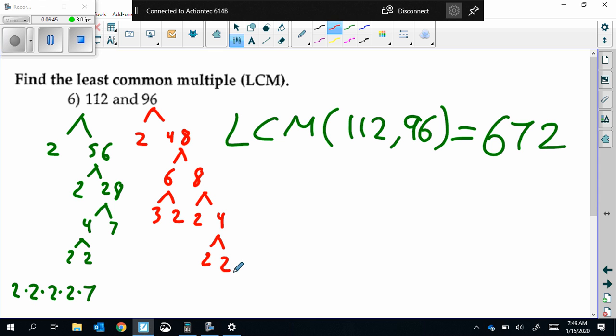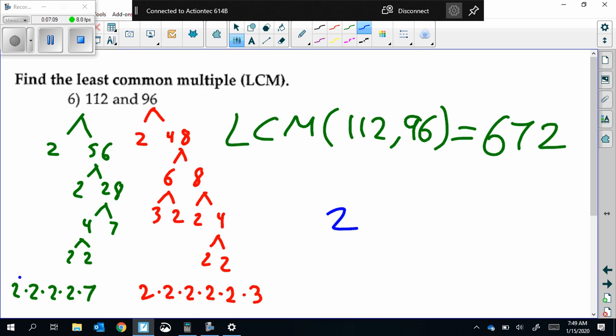So for 96, it's 1, 2, 3, 4, 5 2s. And a 3. So that's your prime factors. As you're going through LCMs, you have to write down everything.